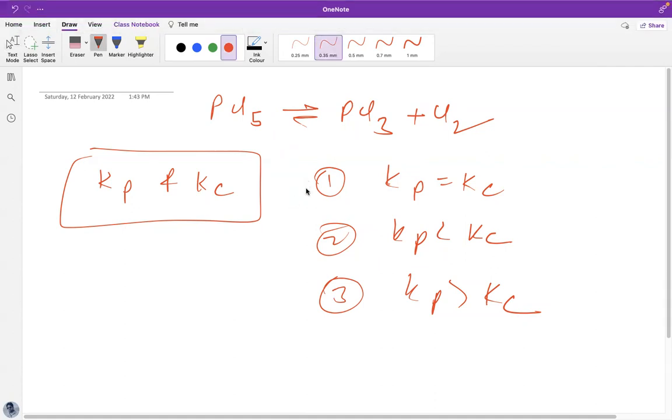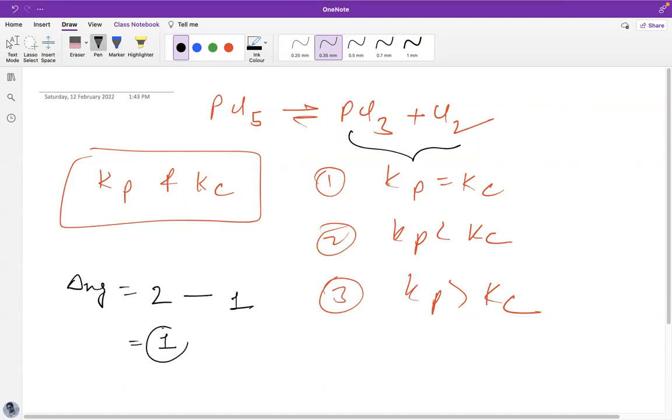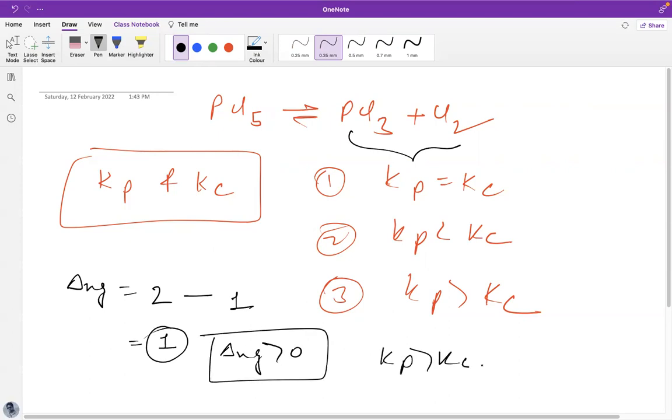Okay, listen. Delta Ng, I said product minus reactant. Product has 2 moles, minus reactant has just 1 mole. So 2 minus 1, which is 1. So delta Ng is 1, which means greater than 0. If delta Ng is greater than 0, it means Kp is greater than Kc.